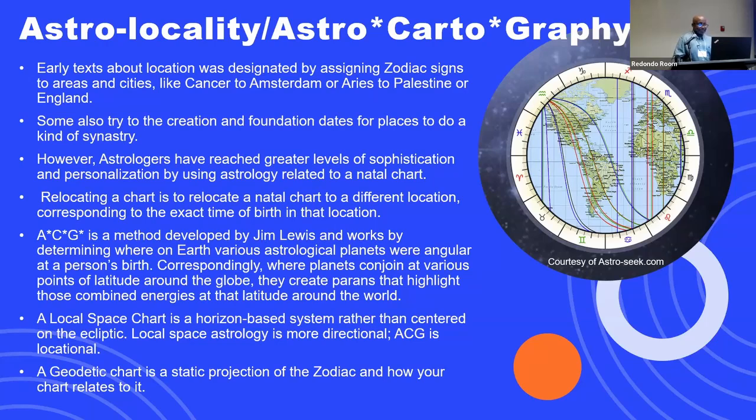The problem with that, I'll just say this very quickly, is that some places like New Orleans may have multiple charts in terms of their founding. So which one are you going to use for your chart?